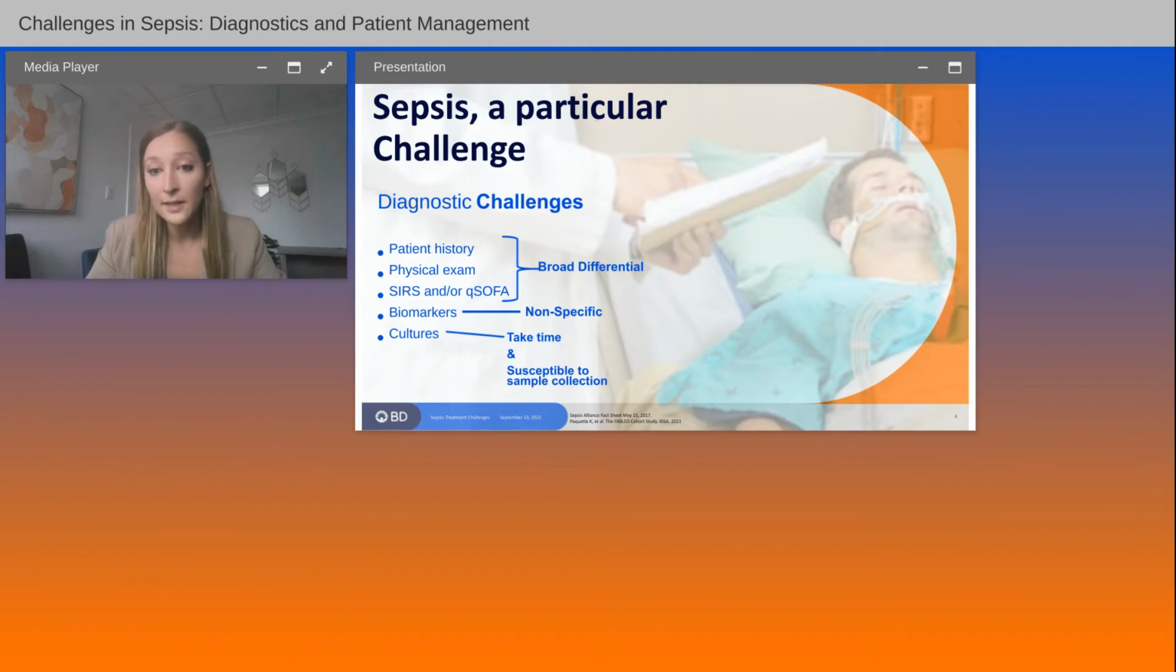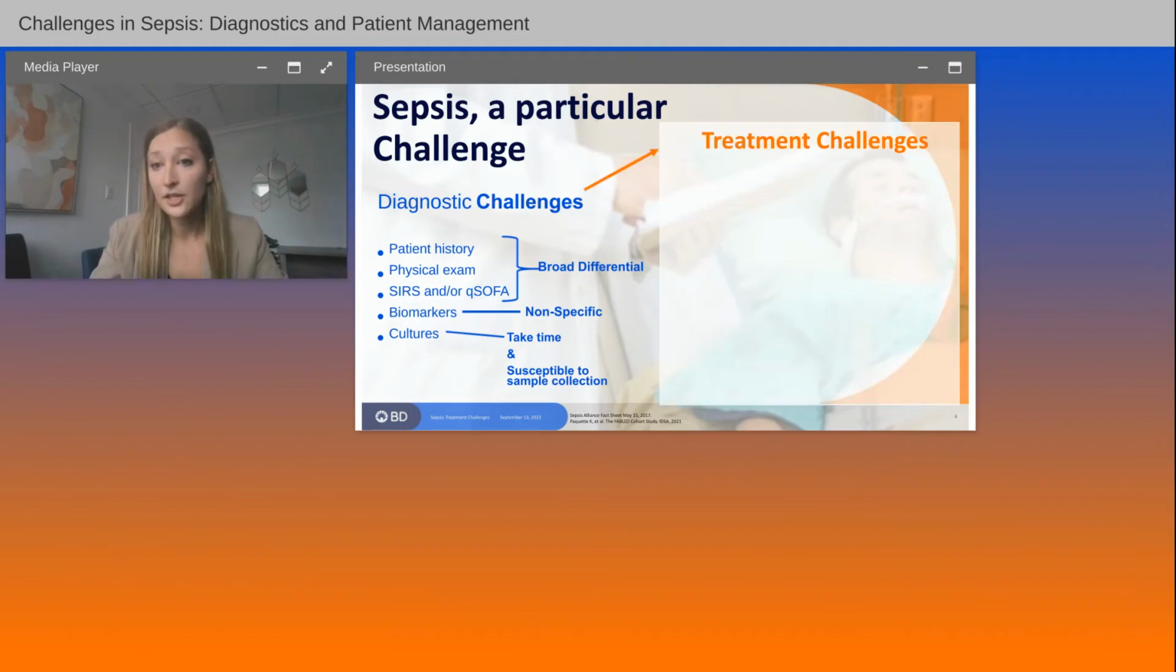First, cultures take time. So trying to find innovative ways to minimize your turnaround time is always important. And then also they're susceptible to sample collection variability. So ensuring phlebotomy technique and nursing training is up to speed, and whoever's collecting the cultures understands the risks if the cultures aren't obtained appropriately.